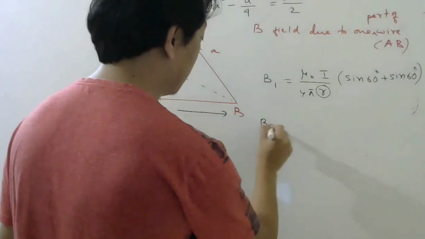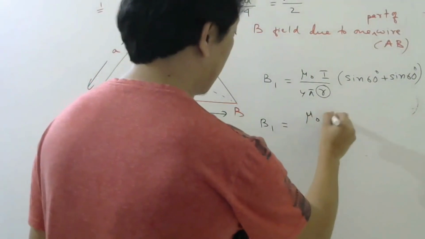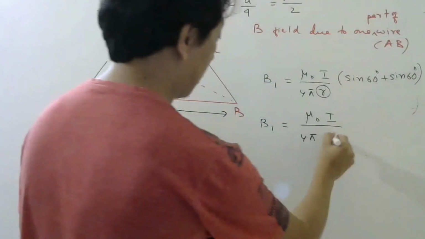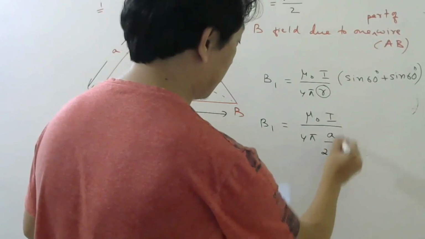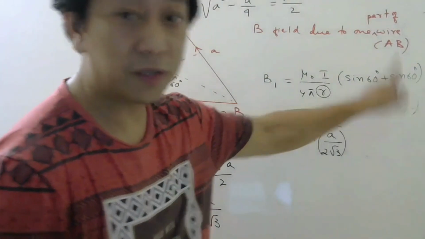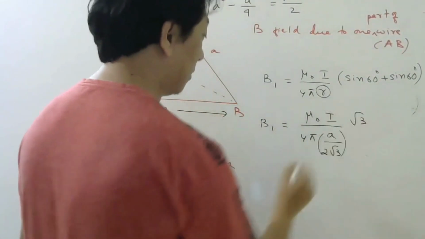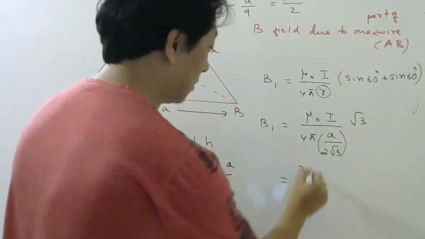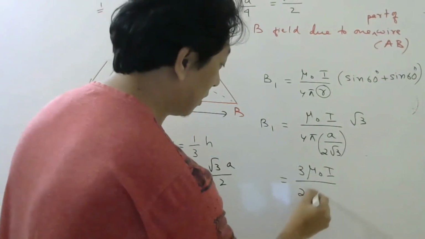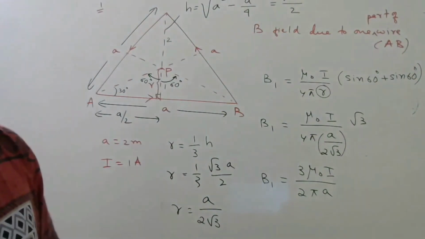So let us substitute. Magnetic field due to one part will be mu naught I divided by 4 pi. R is A by 2 root 3. And sine 60 is root 3 by 2. So root 3 by 2 plus root 3 by 2 will be root 3. This root 3 will go up, that will become 3. Mu naught I divided by 4 by 2, I can write 2 here, pi A. So this is magnetic field due to one part of the wire.